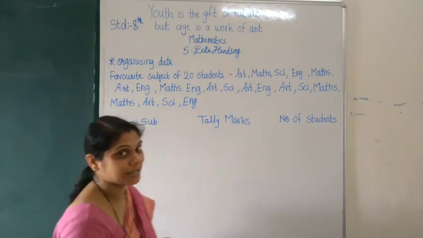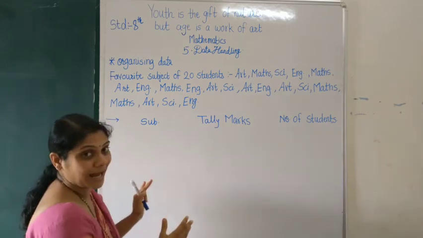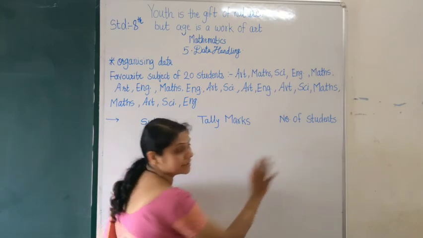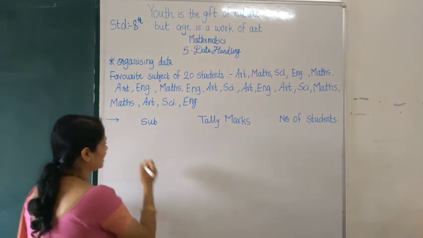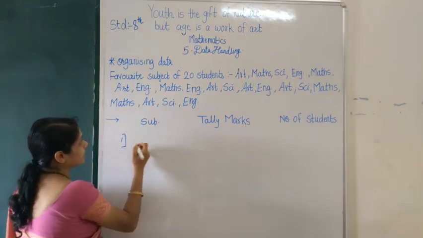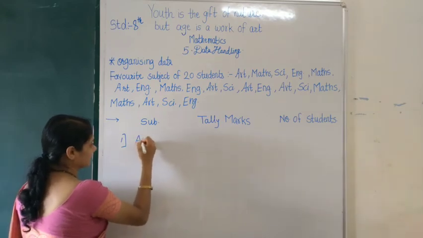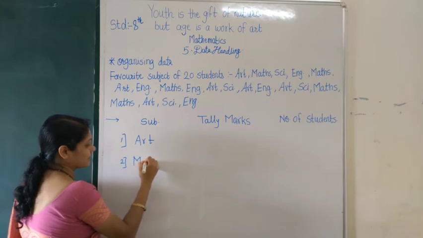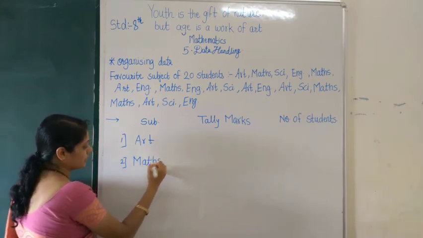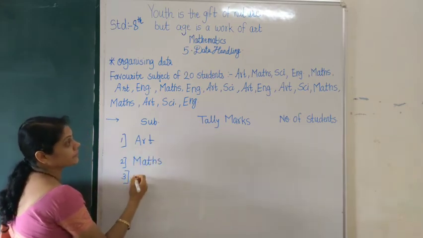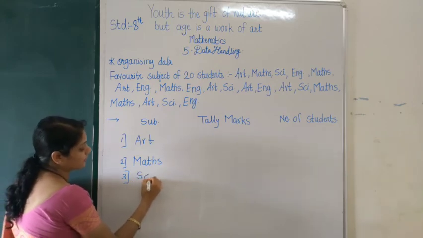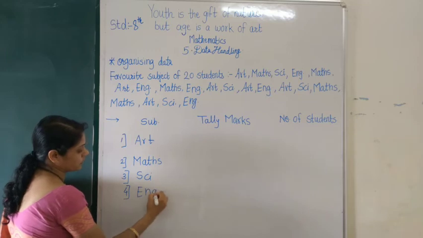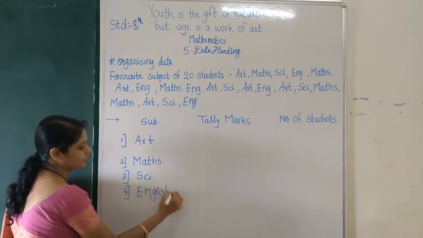Now we will write here. First we have to make 3 columns for subject, tally marks and number of students. Now I will write the 4 subjects. The first one is Art. The second is Maths. Third is Science. And fourth is English.